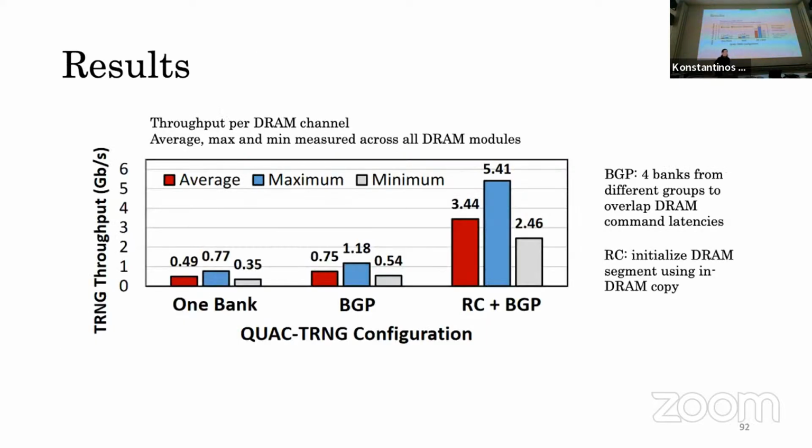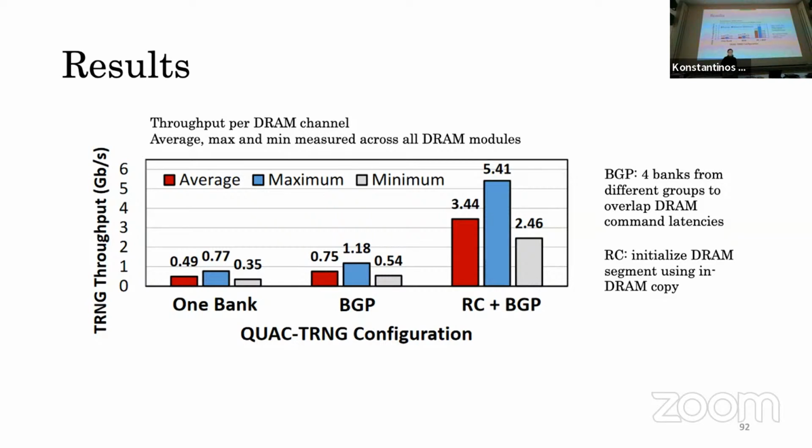The results can be summarized in this graph. Here you can see the average, maximum, and minimum throughput in gigabits per second. It was also tested across 3 different configurations. Firstly, one bank, where only one DRAM bank was used to perform QUAC on. Secondly, BGP, which stands for bank group parallelism. Here, 4 different banks were used, and the DRAM commands were issued in parallel to basically explore bank group parallelism.